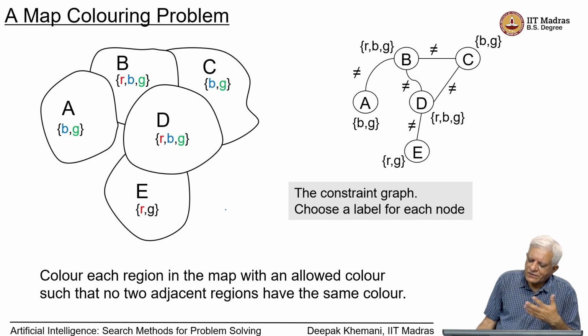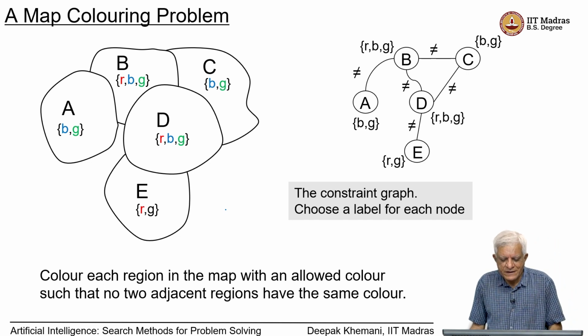This kind of a graph is a constraint graph, and constraint processing would say, okay, you give me a general constraint graph and I will try to find a solution for that. We will look at general purpose algorithms to do that. We will do that towards the end of the course.